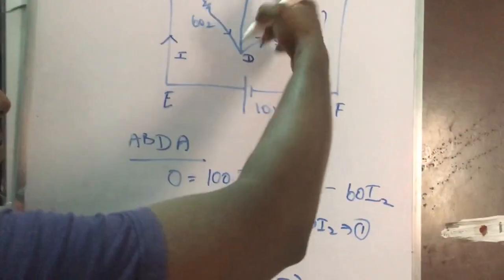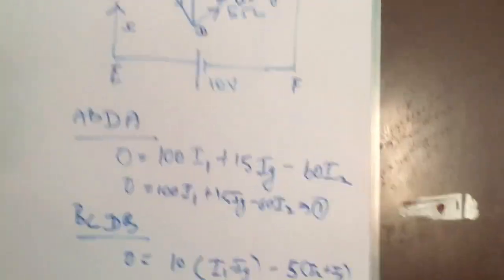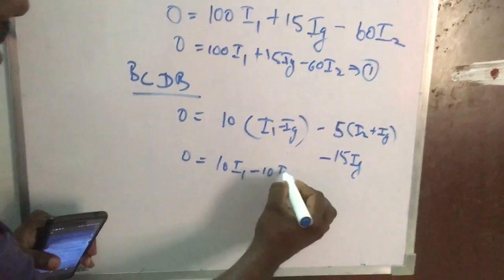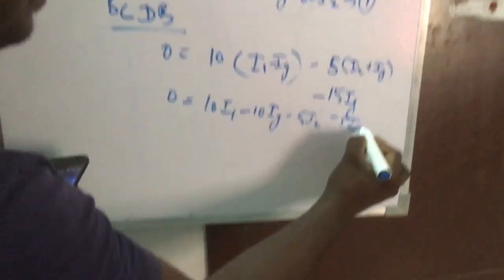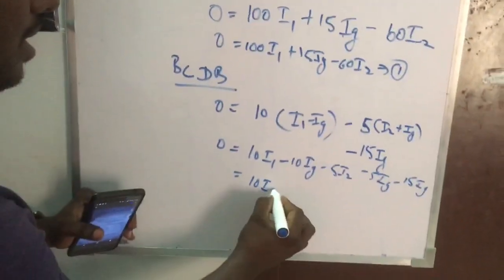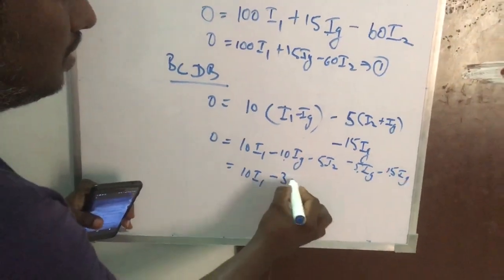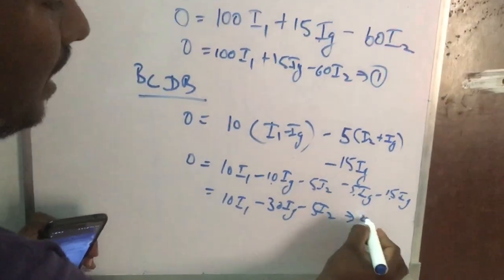And then this is also coming in the opposite direction to this loop, so again I'm going to put minus 15 IG. So that could be my second equation. Let's solve this. 10 I1 minus 10 IG minus 5 I2 minus 5 IG minus 15 IG. If we solve it, 10, 15, 15, 15, that is 30, so 10 I1 minus 30 IG minus 5 I2. So that is my second equation.